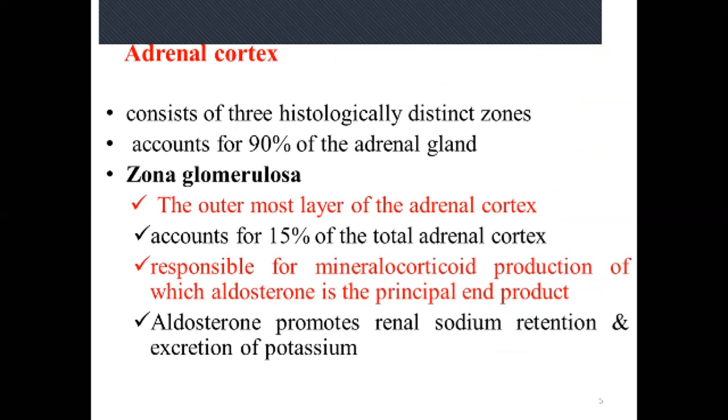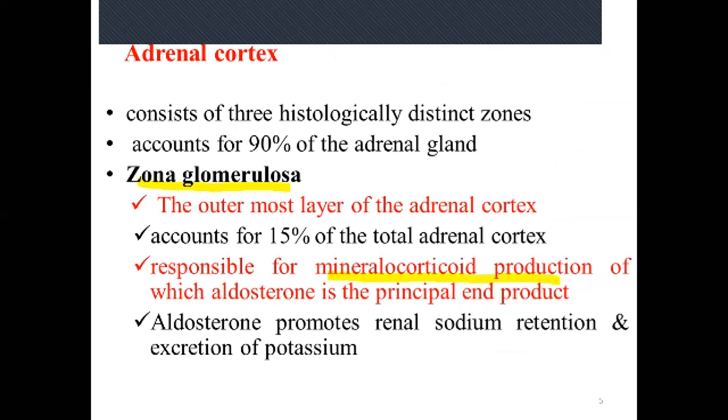Okay, then the zona glomerulosa part of the cortex is mainly involved in the production of mineralocorticoids. So aldosterone production occurs here, in the glomerulosa. Remember, aldosterone is very important for sodium and water retention. That is very important.